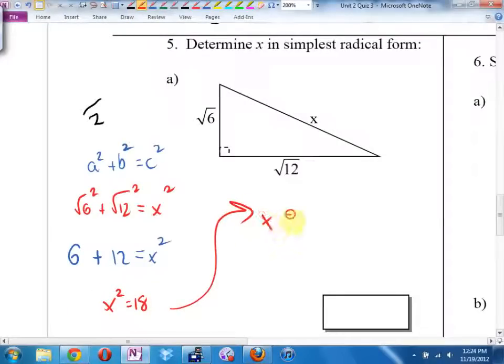Jordan, how do I get rid of a squared? I got x squared equals 18. How would I get the x by itself? What's the square root? Yeah. Is your final answer 3 root 2?